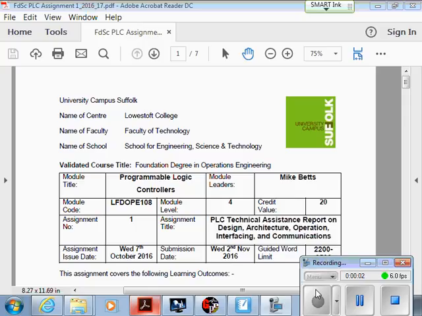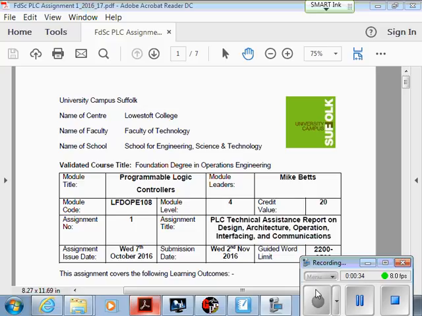Assignment 1 for PLCs. This assignment is issued today, which is Wednesday the 5th of October, not the 7th. I don't know where I went wrong there, but we didn't worry too much about it. It's due in on Wednesday the 2nd of November, which is 4 weeks' time as of this day. It will be due at 23:59 on that date, and you'll hand in on Learn, the online submission system.